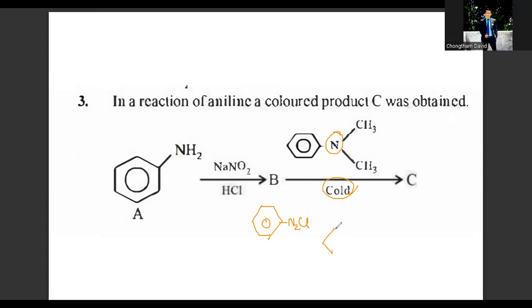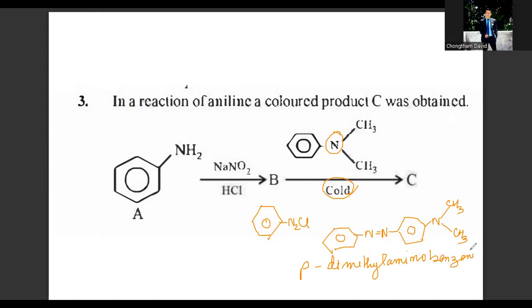The compound will look like this. Nitrogen, double bond, and that N,N-dimethyl part will come here. Name of this compound will be called para dimethyl aminobenzene. So this will be the name of the product C.